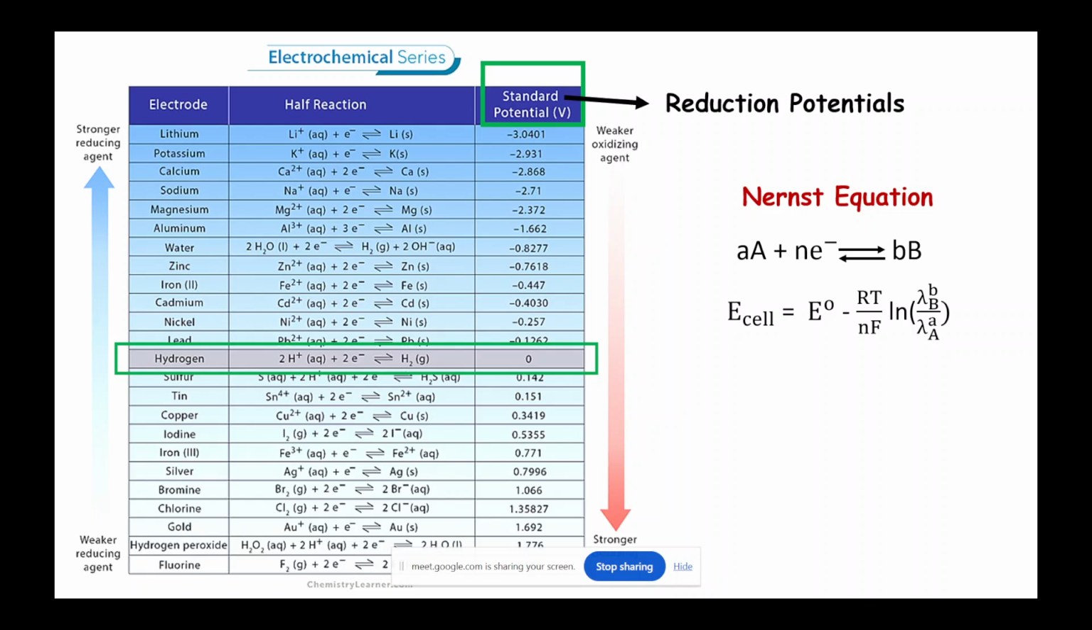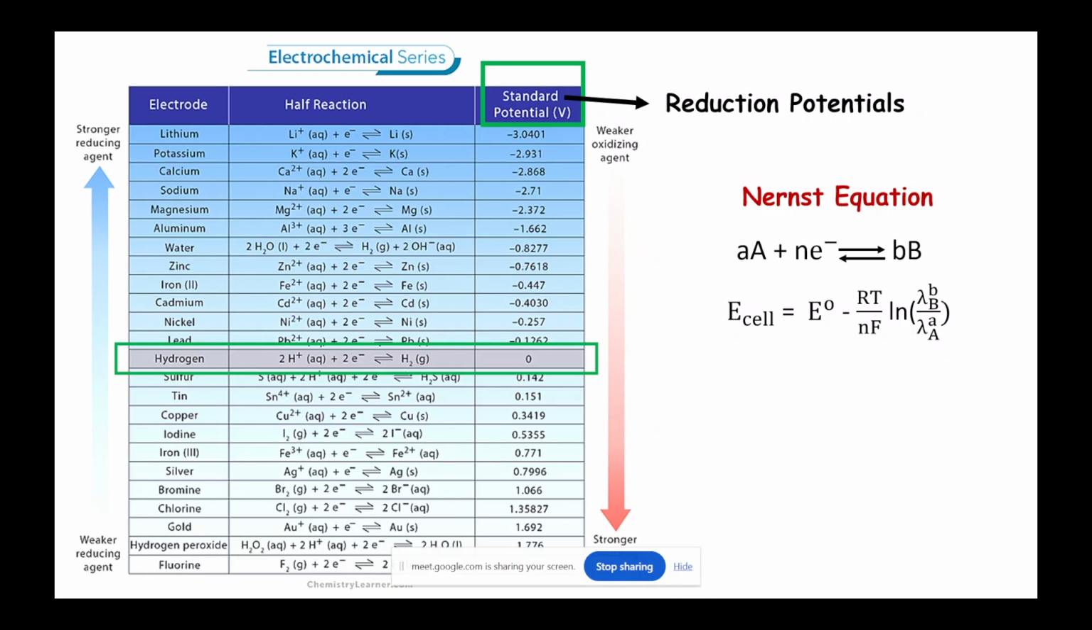In comparing two elements, starting from lithium you have till fluorine. Apart from this, for other elements also you have the half cell reaction. This is not an exhaustive list, so you're welcome to Google for a more exhaustive list on the different types of elements, their half cell reactions, and their standard reduction potential values.